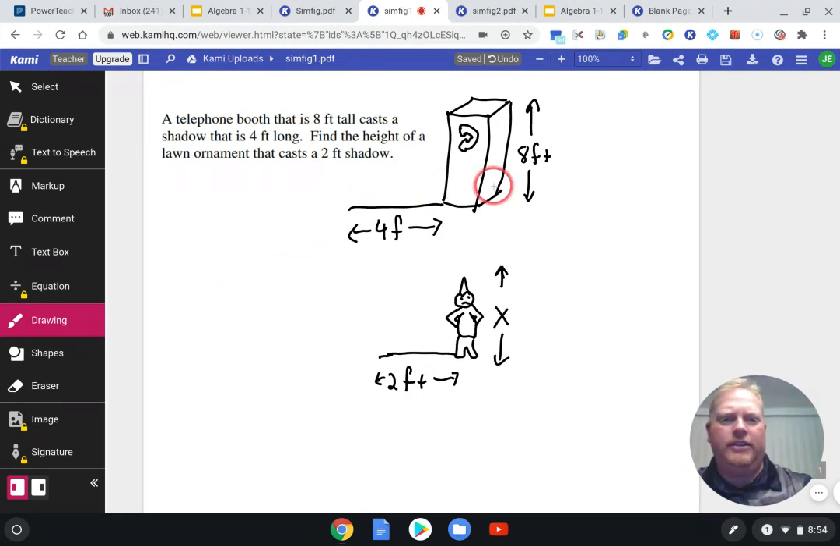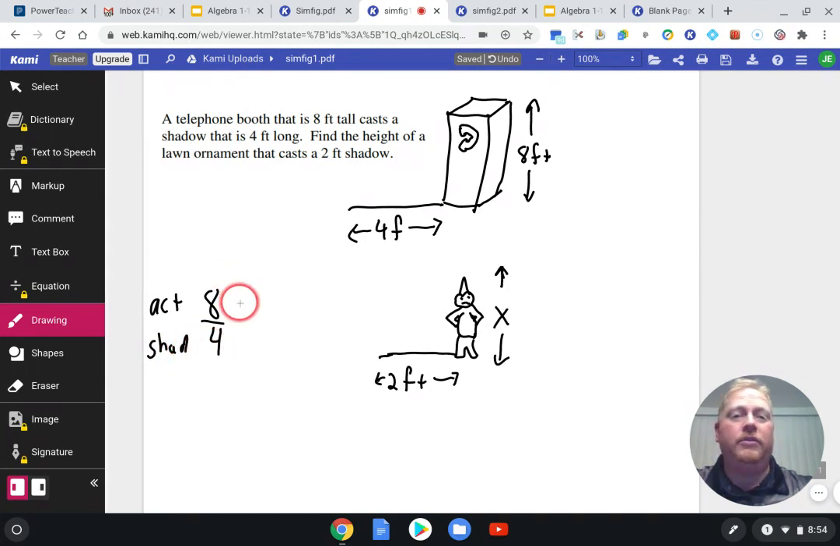So if I take a look at this telephone booth, I can start with 8, or I can start with 4. It doesn't really matter. But I can start off with 8 compared to 4. Now, just to kind of keep things in order, what I did was I labeled it, where I put the actual height on the top and then the shadow in the denominator. If you switch it up and did 4 over 8, that's fine. It doesn't really matter.